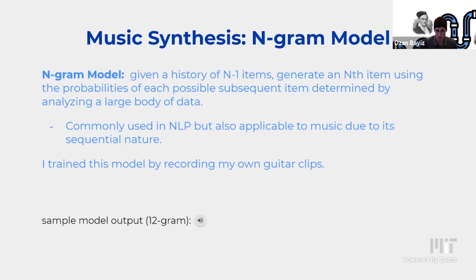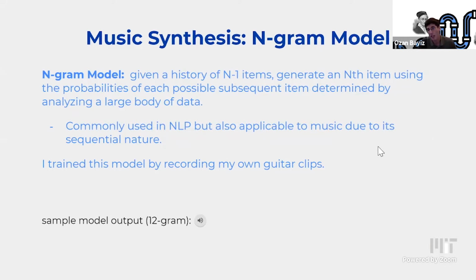Armed with data, it's modeling time. An n-gram model is a model that operates by generating an nth item given a history of n-1 items. It does this by randomly selecting an item using the probabilities of each subsequent item, which are determined through analysis of a large body of data. Models like these are commonly used in natural language processing, but are also applicable to music due to its sequential nature. Sophia and Clarice wrote the code for this model.